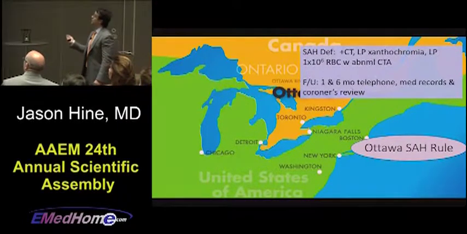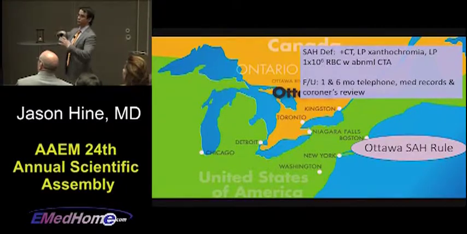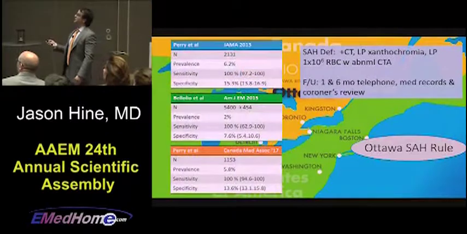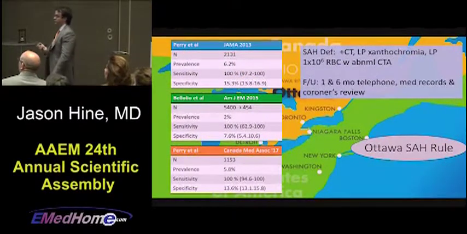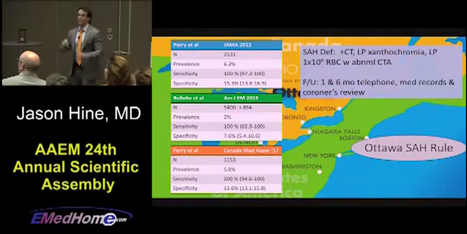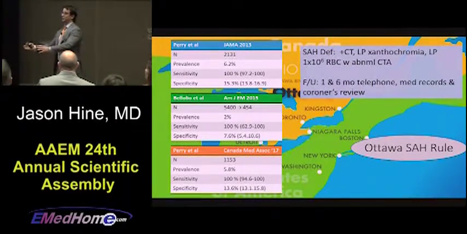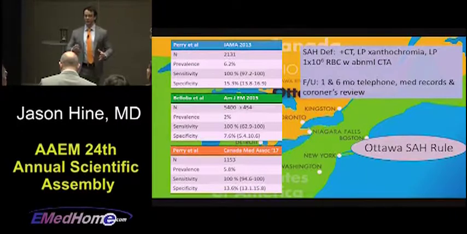which I thought was reasonable, and there's no gold standard to confirm it, so there's just really thorough follow-up, which has kind of become the default gold standard. Three studies looked at it, two prospective by Perry, one retrospective by Bellolio. And what they wanted here, right, they wanted a rule-out rule. They wanted to be able to say if you were negative on Ottawa, you had no chance of having a subarachnoid hemorrhage, which is great.